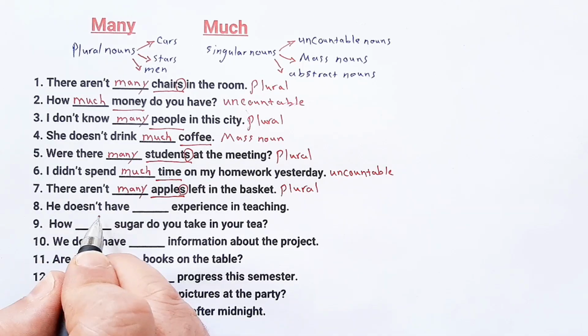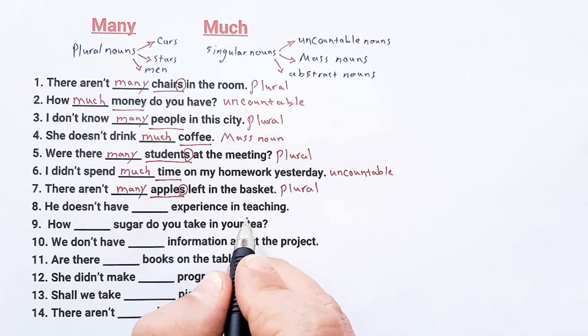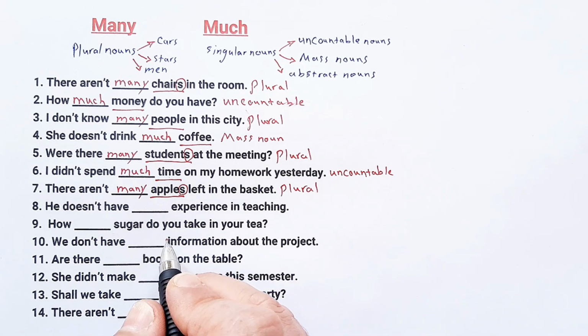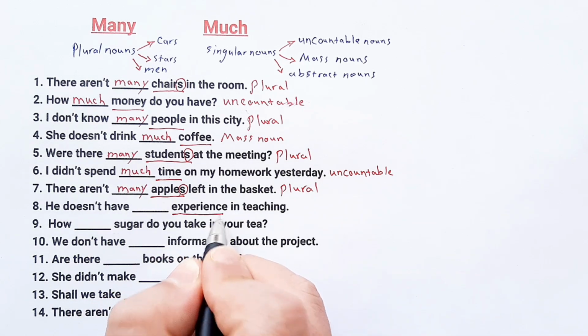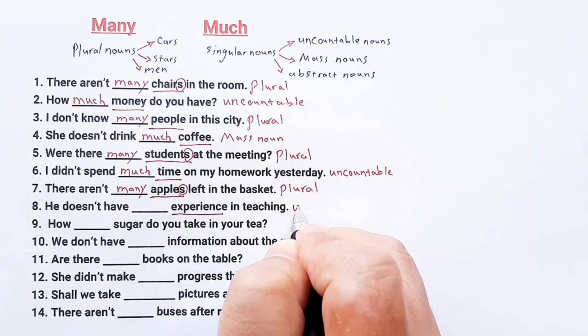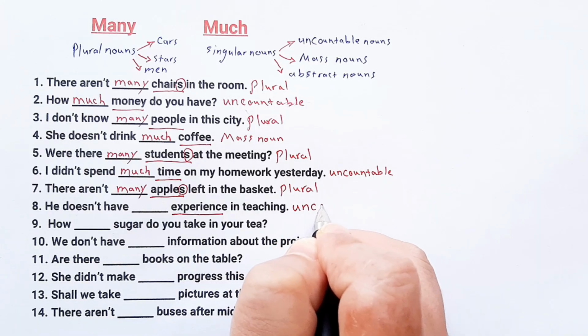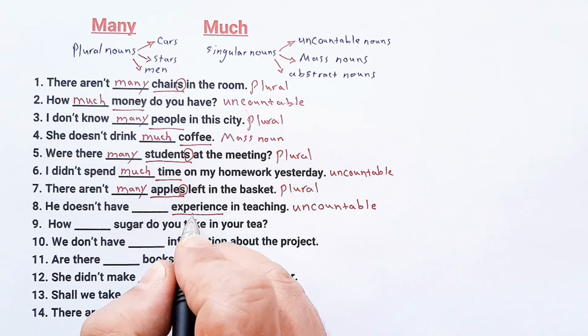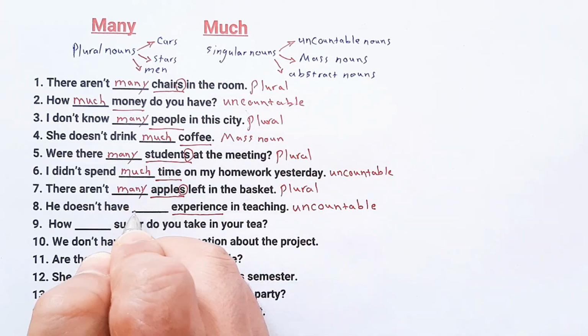Number 8, he doesn't have blank experience in teaching. Which one do you choose, many or much? In this question, experience is an uncountable noun. It's singular, so we use much.